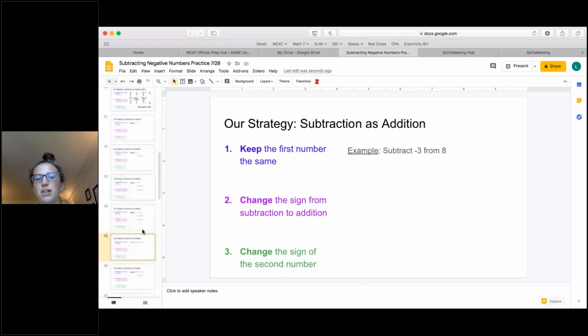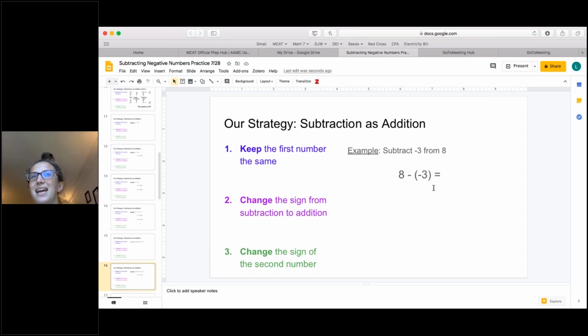Which is like what we're going to see in this next problem. This next problem asks us to subtract -3 from 8. Well, that means I'm starting at 8 and I'm taking away -3. So I have 8 minus -3. The 8 is because I started at 8. The minus here is because it said subtract, and the -3 is because that was -3. So there's two of those negative signs.